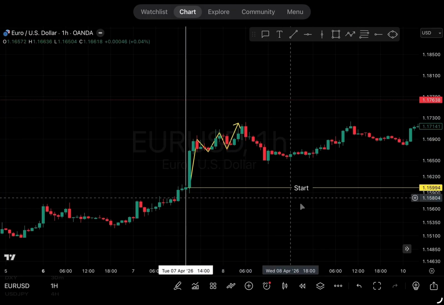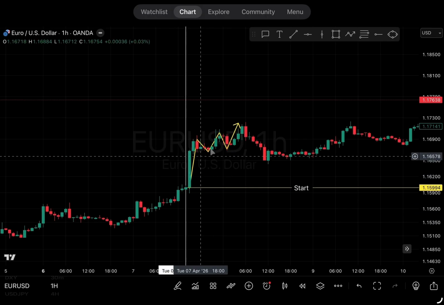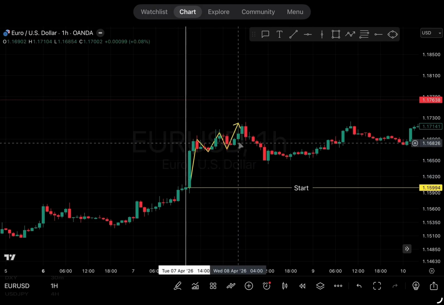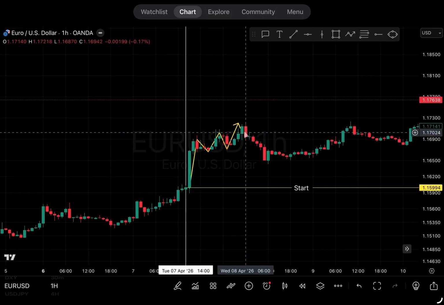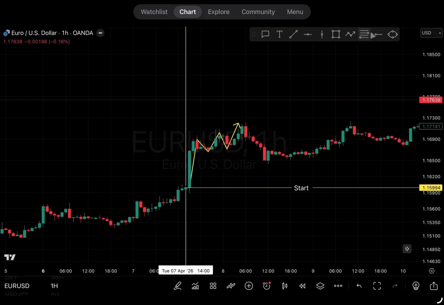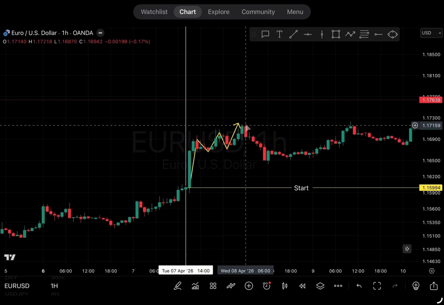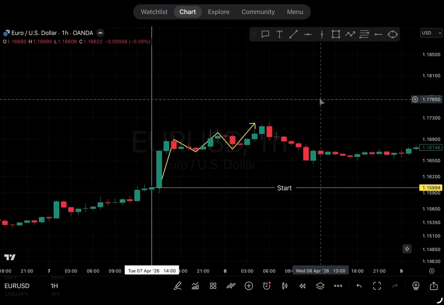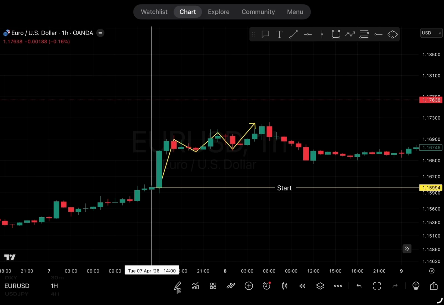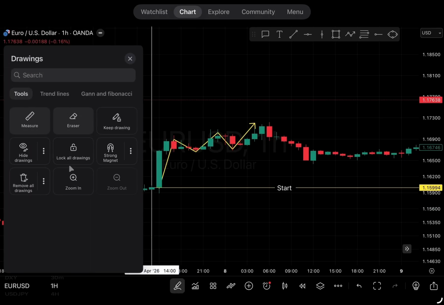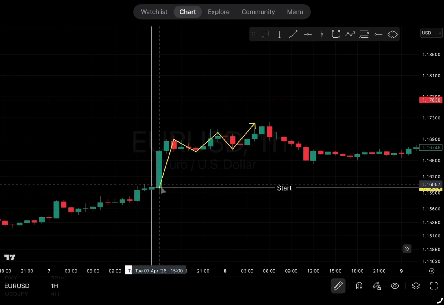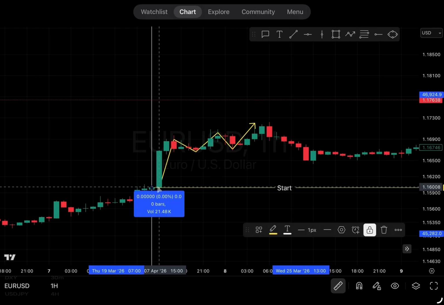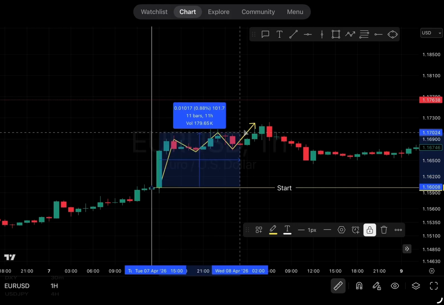We want to know, hey, ultimately, how long did this trade take? We want to know how long these movements are going to take, how long we're supposed to stay in the trade. When we're backtesting and we're studying the market, these are really important things to look at. So we can actually go into our tools and grab this measurement tool, and it's going to tell us two very important pieces of information.